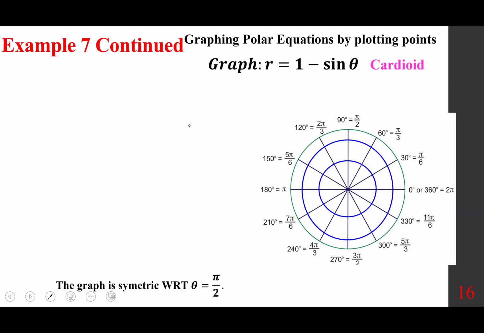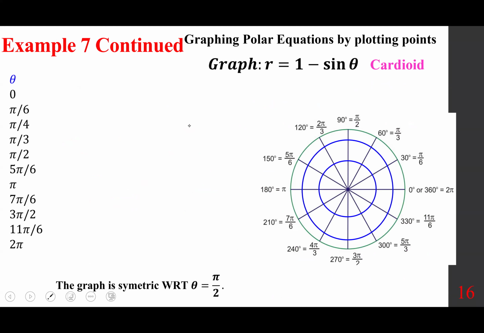All right, and by the way, we're going to continue. We are going to graph this. This looks like what they call a cardioid. So how do you graph it? Just plot pairs. And I'm going to go with easy ones that I don't need a calculator for.